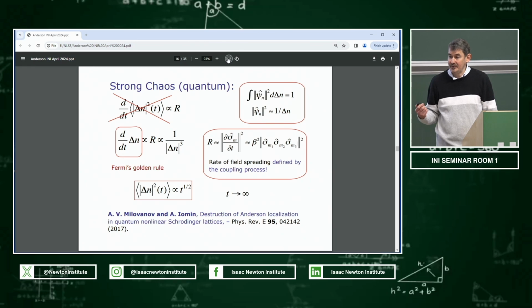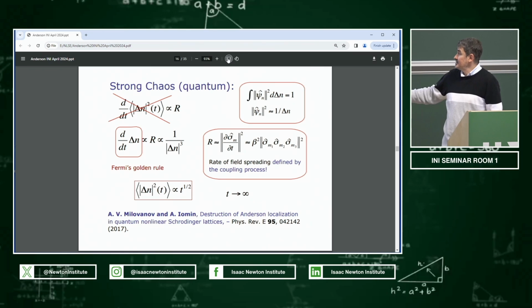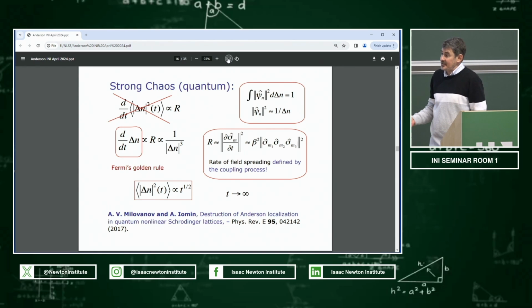But what we can write in quantum chaos is that the rate of field spreading is given by Fermi's golden rule, that is, by the rate of transition between states. So you equate it not to d/dt of delta n squared, as Bukovsky and Shepelyansky did, but simply by Fermi's golden rule, d/dt of delta n. And this gives you immediately 1/2. And this is what people actually see in numerical simulation for quantum lattices. By the way, there was work devoted to spreading of a nonlinear field in the Hubbard model, and this gives 1/2 scaling for sufficiently large t.